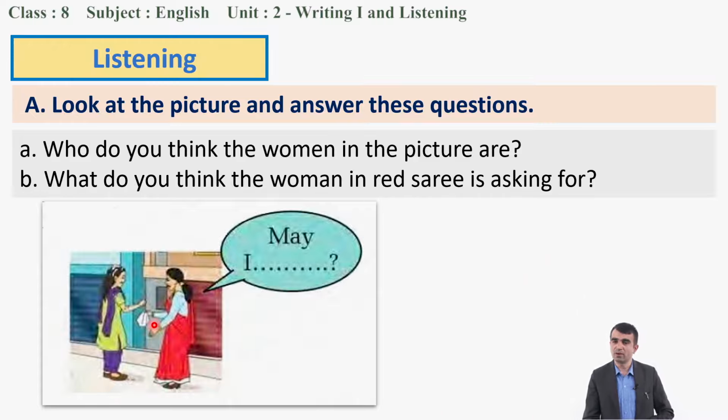Yes? Mother and daughter? Yes? Neighbors? Okay. Whoever you think they are, you can say, okay? Everyone please try answering these questions. Who are they in your opinion? You can say two neighbors. You can say two relatives like mother and daughter or any other thing. Just guess. Now second question B. What do you think the woman in the red sari is asking for? She is asking for something. What is she asking for in your opinion?